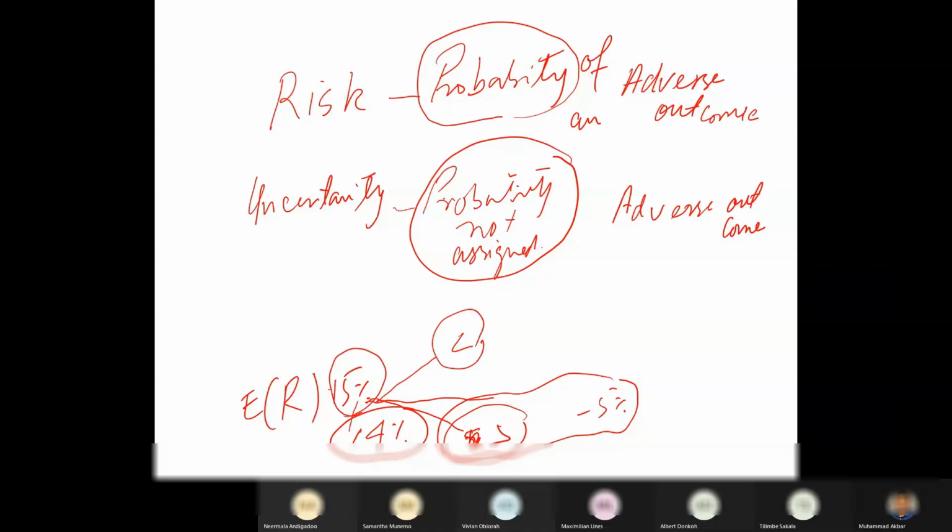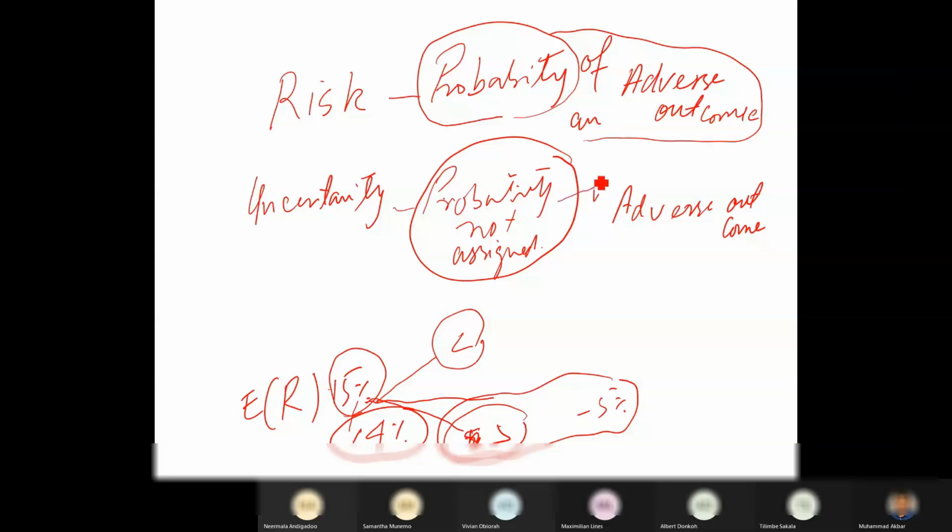So we say that the risk of the stock market going down tomorrow is 2%. There is a 2% risk that the stock market may go down. There is a 98% chance that the stock market may go up. Similarly, we say there is a 50% chance that Apple will be going up tomorrow, 50% chance that Apple will be going down tomorrow. So if we can assign a probability to an adverse outcome like going down, then it becomes what? A risk.